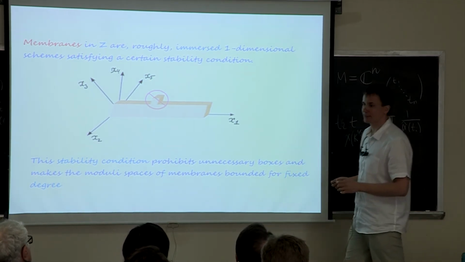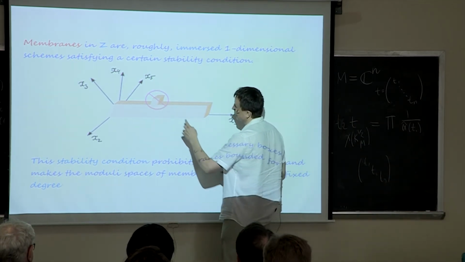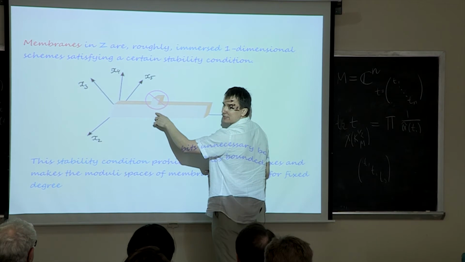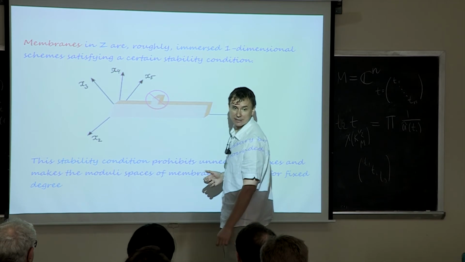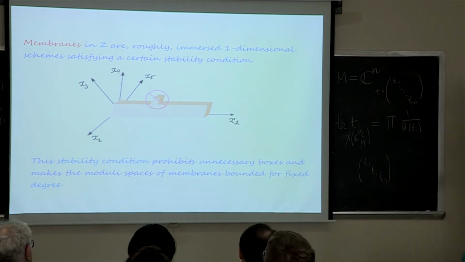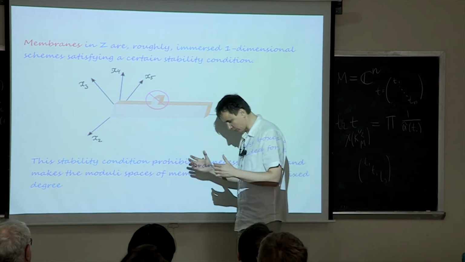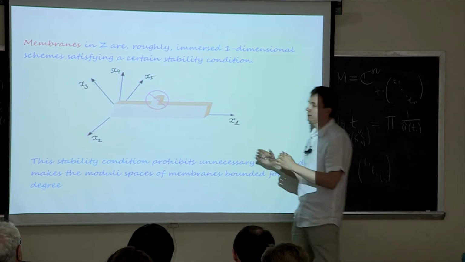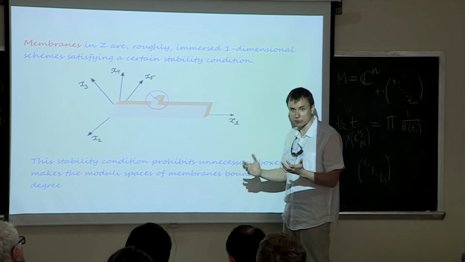So if there's a smaller subscheme such that the difference is zero-dimensional, you should go to that. You should pass to that. And so this stability condition, which particularly implies Cohen-Macaulay, makes it so that if I just fix the degree, then the membrane moduli space is a proper algebraic variety.